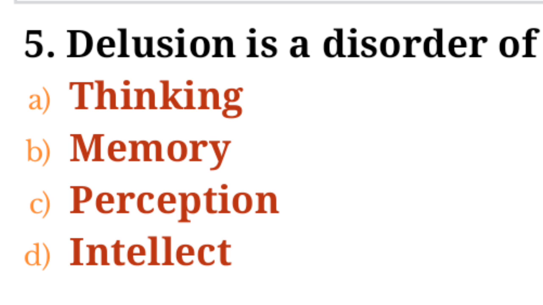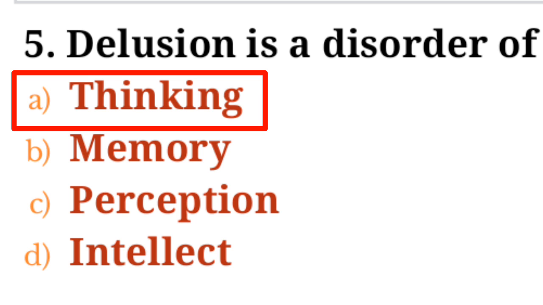Next question: Delusion is a disorder of: Options: A. Thinking, B. Memory, C. Perception, D. Intellect. Answer is A. Thinking.